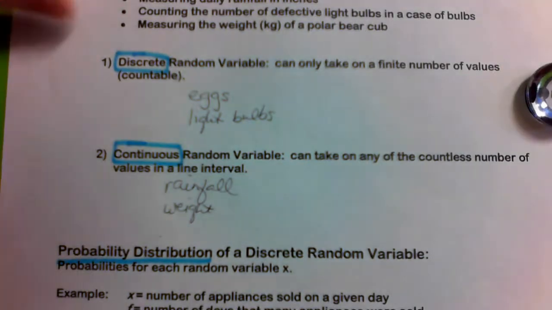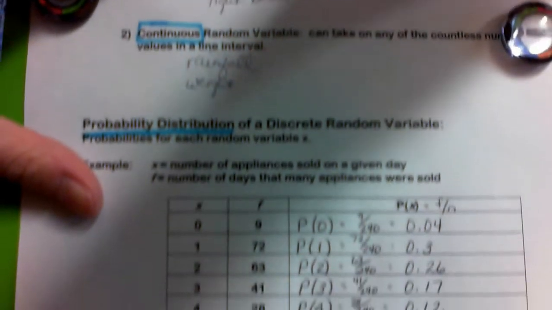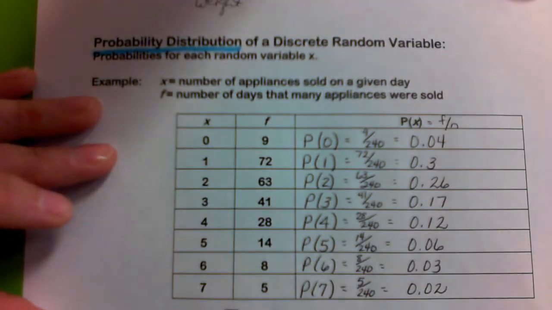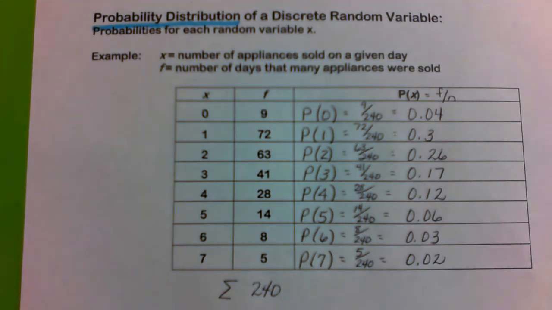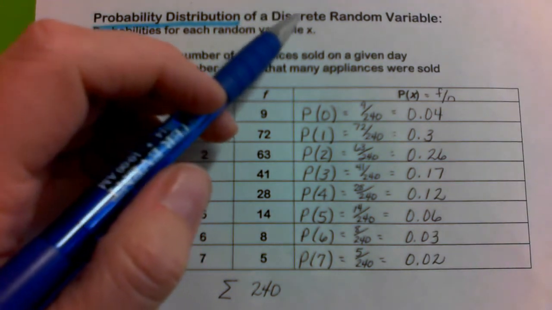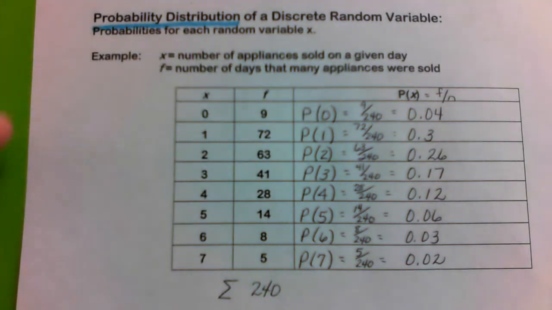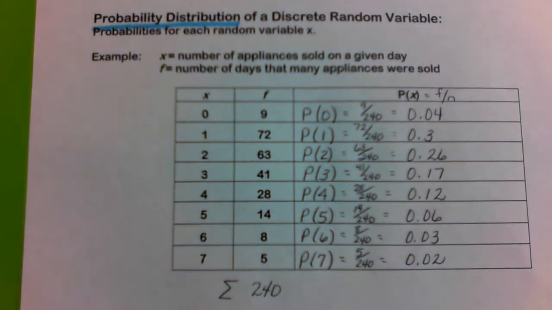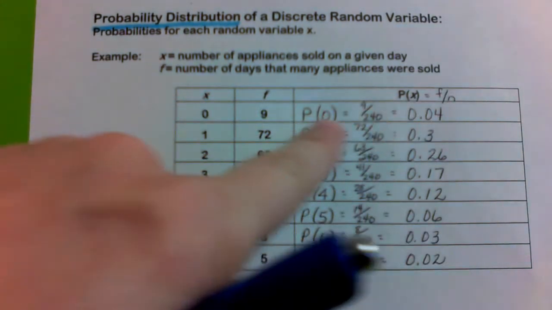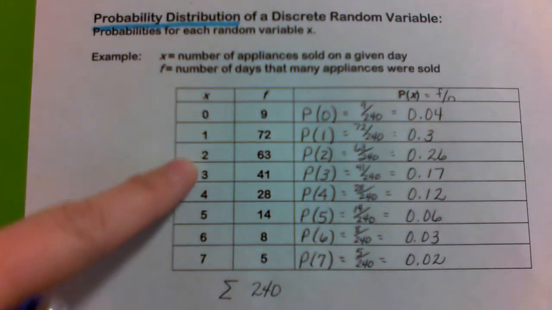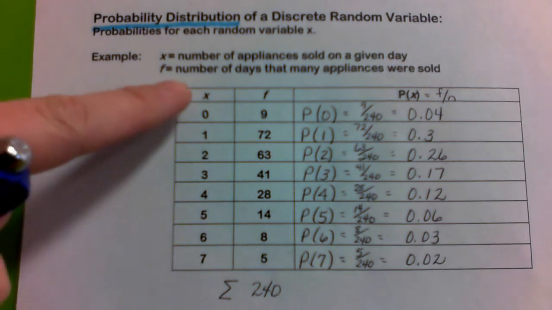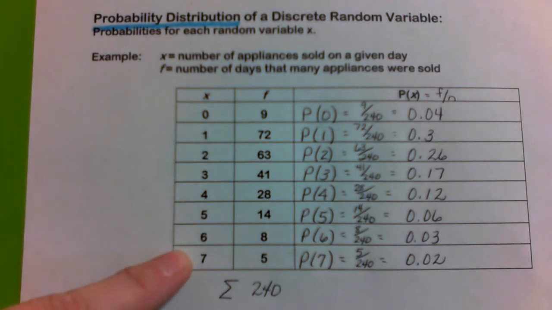Then we get into the discussion of a probability distribution. So this is the probability distribution of a discrete, so a countable random variable. So our X value, or our discrete random variable, is the number of appliances sold on a given day. Now that's countable because you don't sell 1.5 appliances or 1.2 appliances. You sell either 1 or 2 or 3. So notice I already have this all filled in, but our X value, this is how many appliances we sell on a given day, anywhere from 0 appliances to 7 appliances.